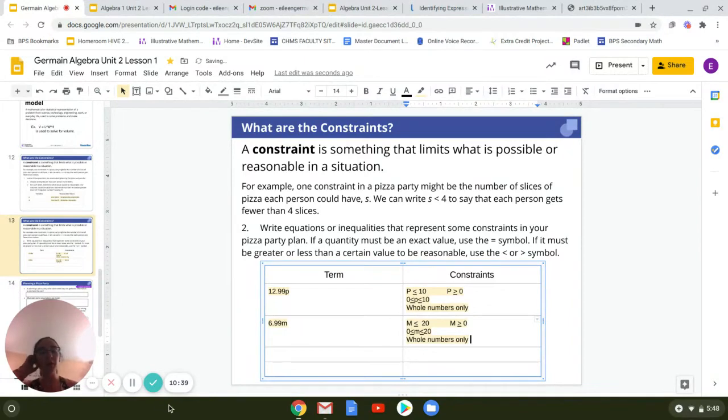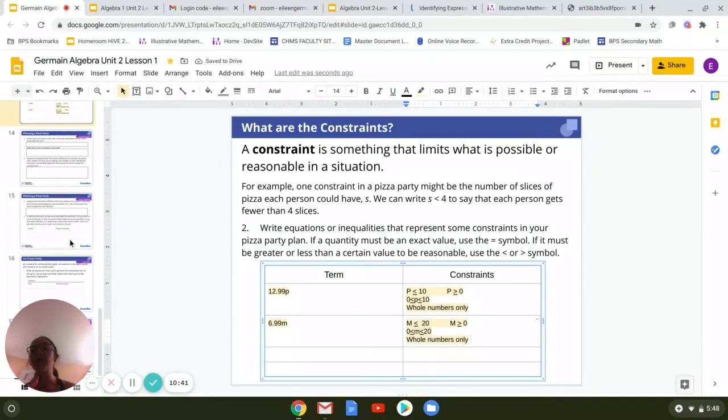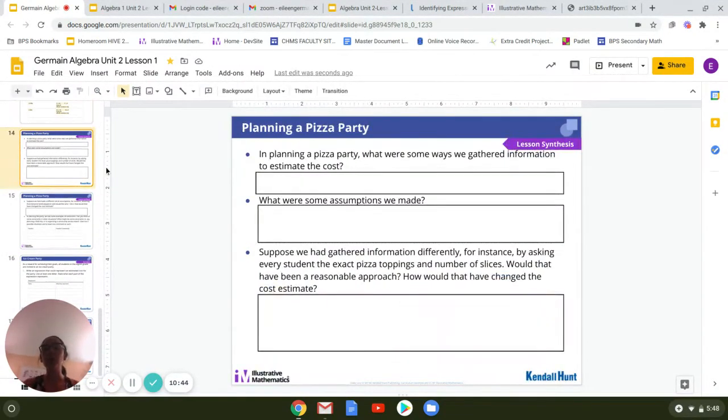Missed your brain. Okay, there we go. Last piece we're going to look at for this is here. So we're looking at this pizza party. So now this is where you're answering some questions independently.